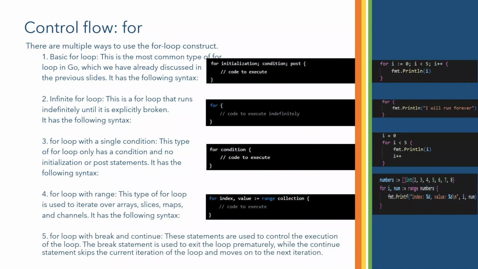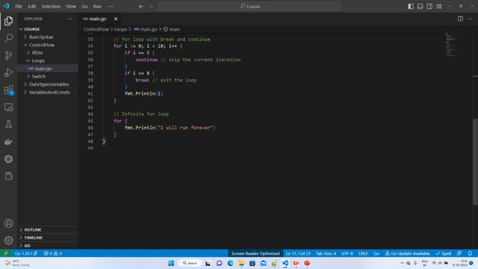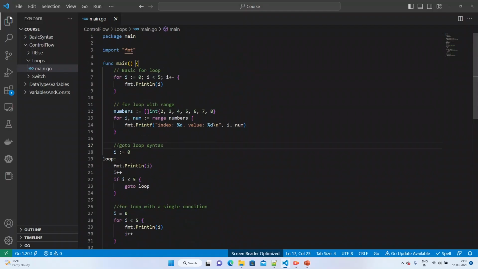And the fifth one is the for loop with break and continue. These statements are used to control the execution of the for loop. The break statement is used to exit the loop permanently, while the continue statement skips the current iteration of the loop and moves on to the next iteration. Example, when i equal to 5, it will skip that particular iteration and go to 6, and when i equal to 8, it will come out of the loop. That's how it works.